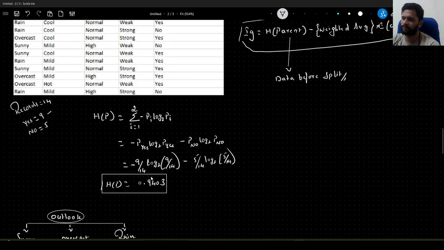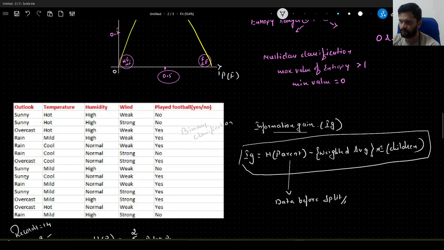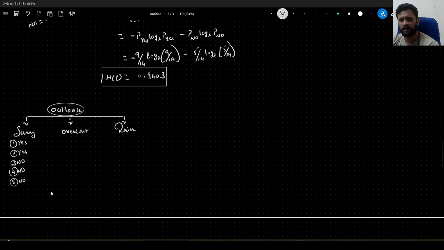Correct. So let's just quickly match that. We have a total of 1, 2, 3, 4, 5 records where the outlook is sunny. And out of these 5 records, we have 3 no's and 2 yes's.